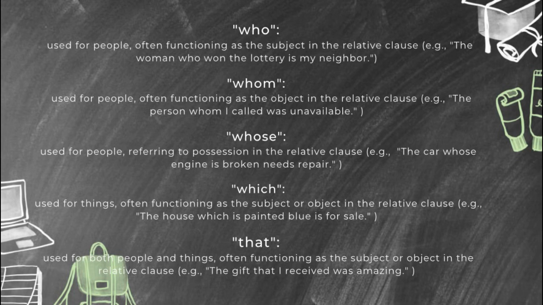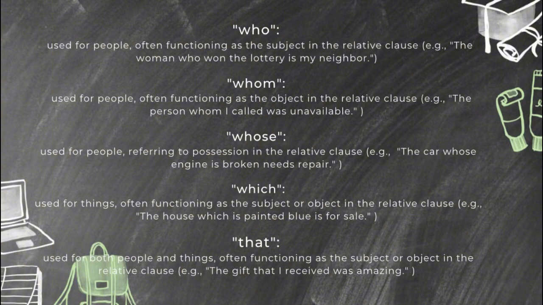The first one is who. Who is used for people, often functioning as a subject in the relative clause. For example, the woman who won the lottery is my neighbor. Who is a relative pronoun that refers to people and acts as the subject of the relative clause. Who won the lottery introduces a clause that gives additional information about the woman.